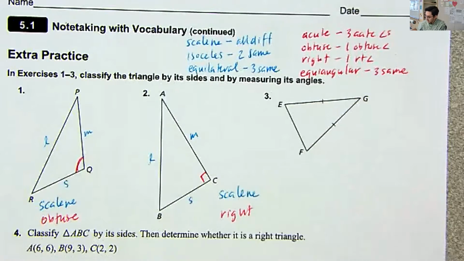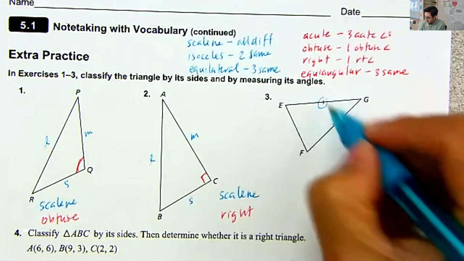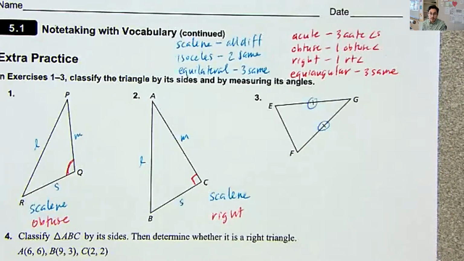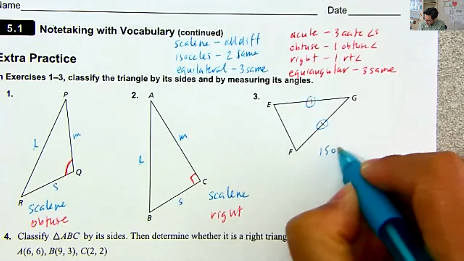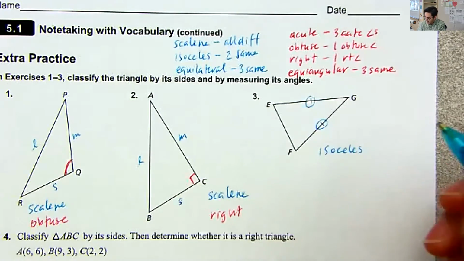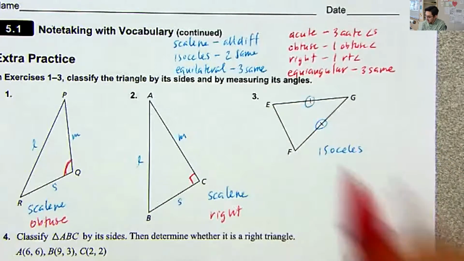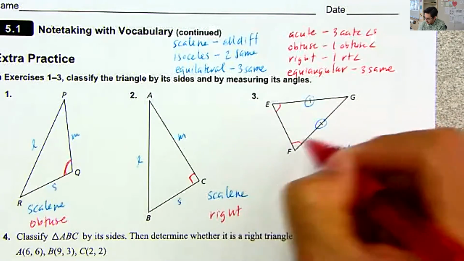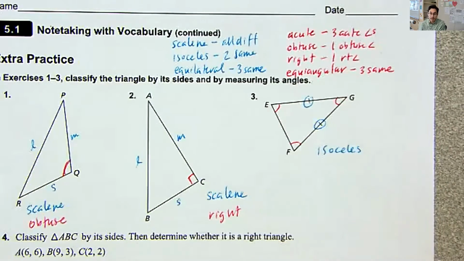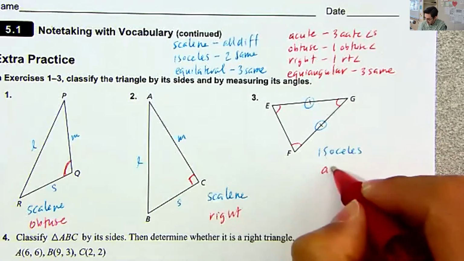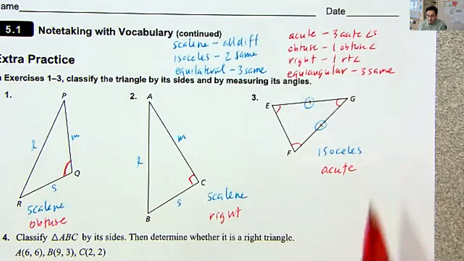This one here, the next one, number 3, we can see the tick mark. So we have 2 sides that are the same length. Right, so that's isosceles. And then let's see, the angles, that's acute, that's acute, that's acute. All 3 angles are acute. So this is an isosceles acute triangle.